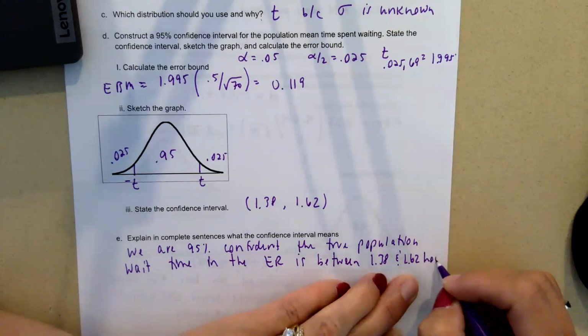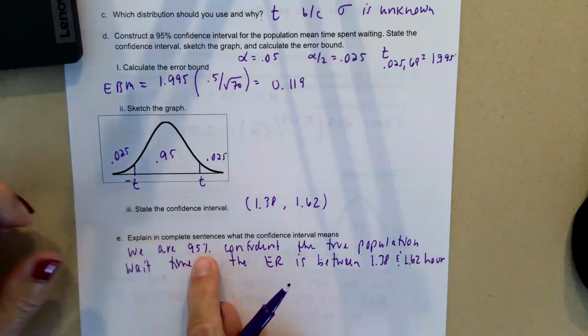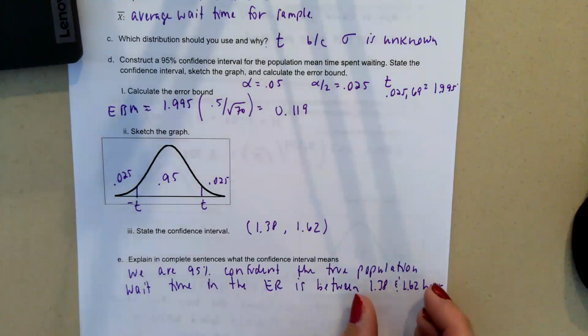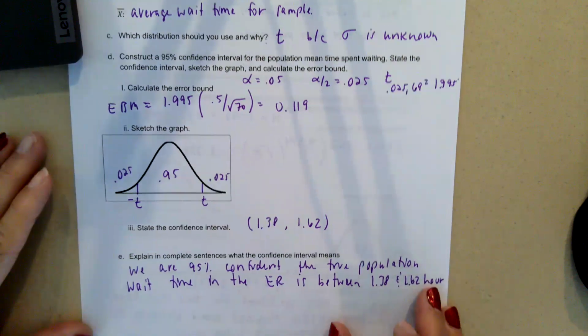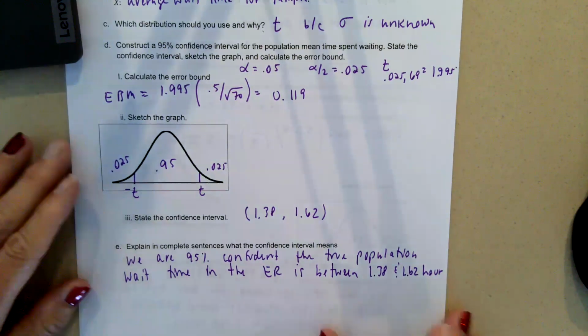1.62 hours. So notice our confidence is less than the last one, and it does seem like our confidence interval is much skinnier, and that's why. So the higher the confidence, the wider the confidence interval. The lower the confidence, the tighter the confidence interval, the more accurate you are.